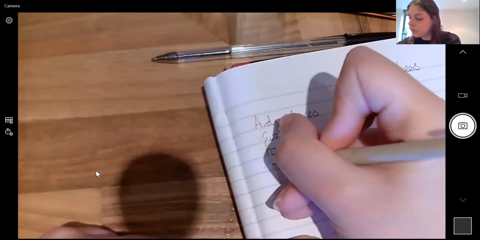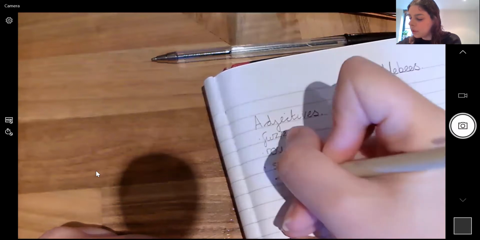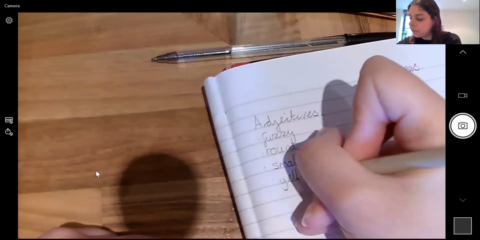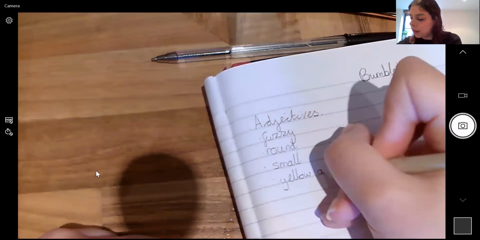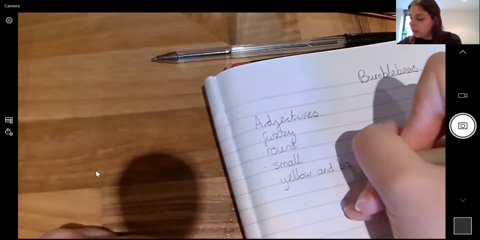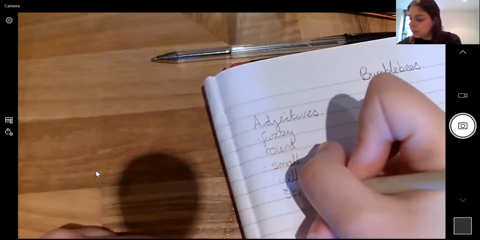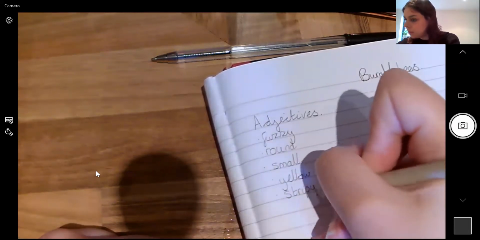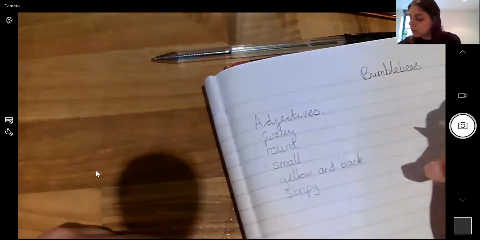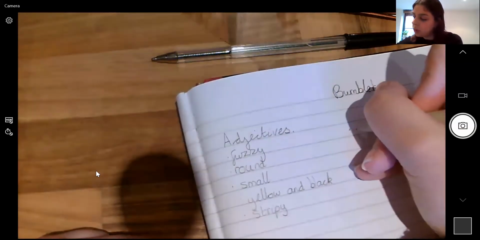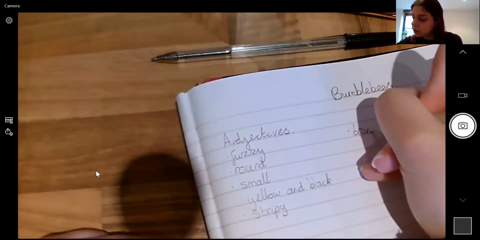Small. Yellow. And black. Stripy. I'm going to use a word, translucent.